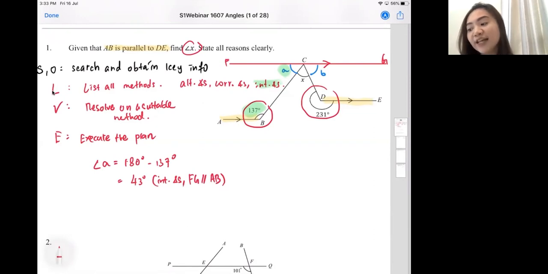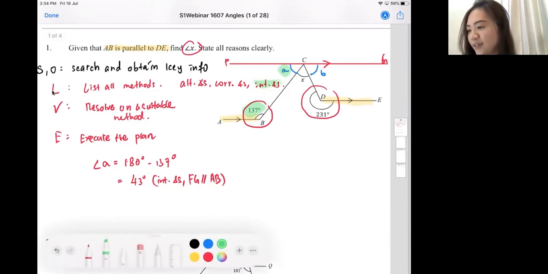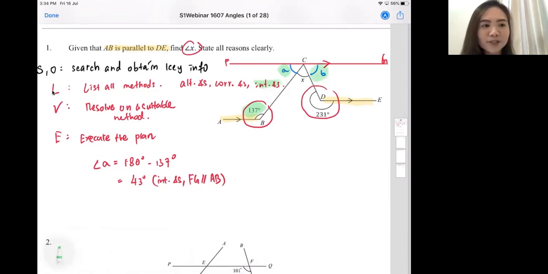Now next, how do you find B then? How to find B? Can we use the same method to find B? Yes or no? This B here. Is it possible to use the same method to find B, or is there another way that you want to use to find B?